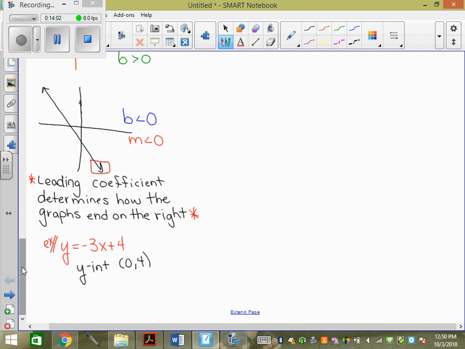And where does it end? Up on the right, down on the right? Down on the right. Why? Because my leading coefficient is negative. My leading coefficient is less than 0. Instead of saying negative, they'll often say less than 0, because that's the same thing as negative. So let's type it into our calculators.